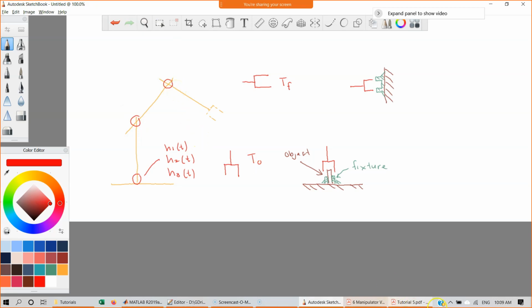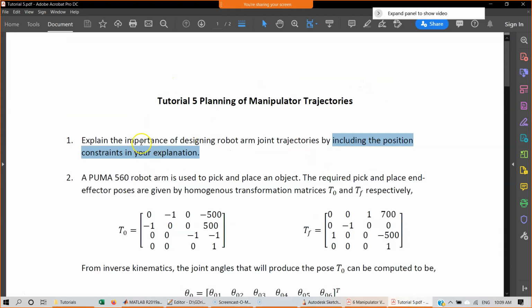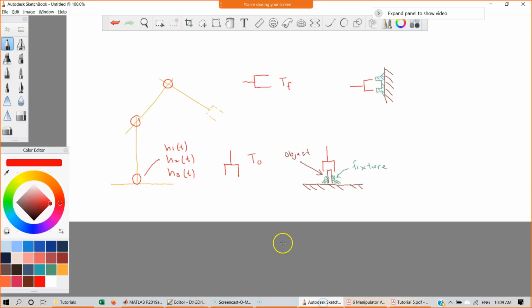so that is to answer that question, right? The importance. That is why it's important to design a trajectory, because we want the end effector to move from one pose to another pose. And we also want it to move correctly, right? We just don't want it to move. We want it to move correctly and safely. So the key words here are correctly and safely.